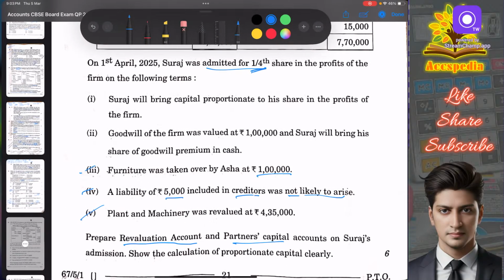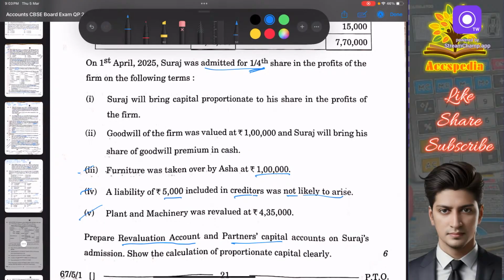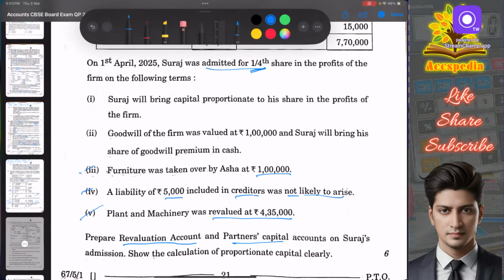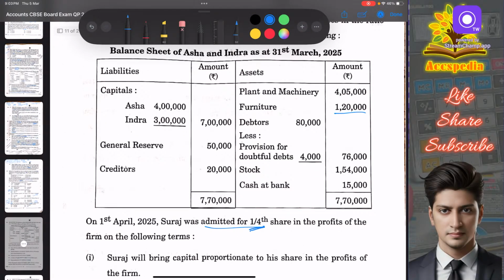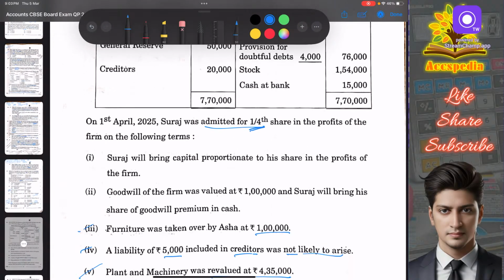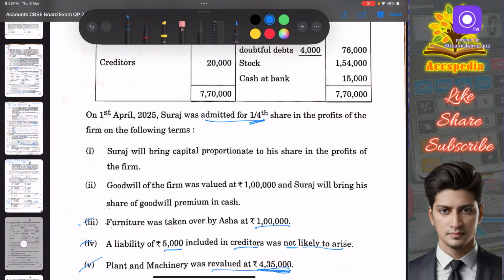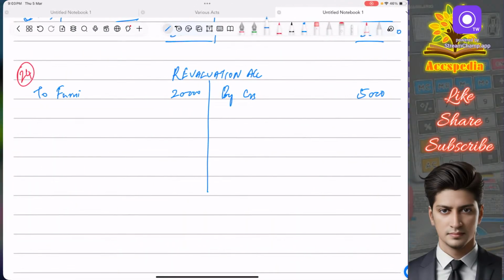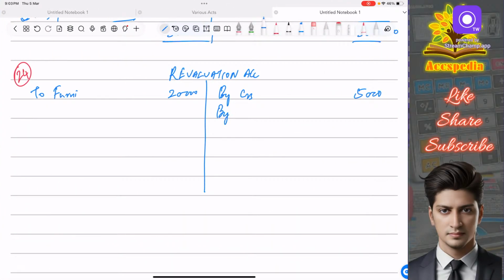5,000. The plant and machinery was revalued at 435. What is the value of plant and machinery? 4,05,000, but it is revalued at 435. So increase in the asset, gain 30,000. So I am writing in short, but like this you should not write in exam. Since I am explaining, I need more time, so it will take more time.